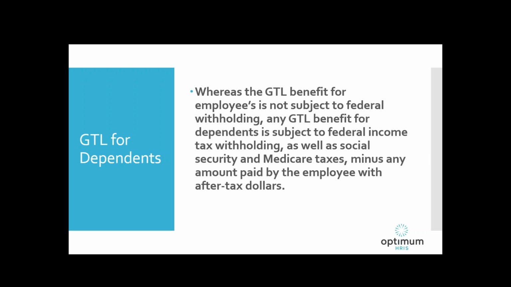And remember, you don't have to withhold federal income taxes on the taxable benefit for the employee's group term life. However, any group term life benefit for dependents is subject to federal income tax withholding and Social Security and Medicare tax withholding, minus any amount paid by the employee with after-tax dollars. So like Erica did in our Erica example, if the employee pays for their dependent group term life insurance coverage with any after-tax dollars, you would, of course, subtract that from the employer's benefit, and that's going to make a difference in their taxable benefit.